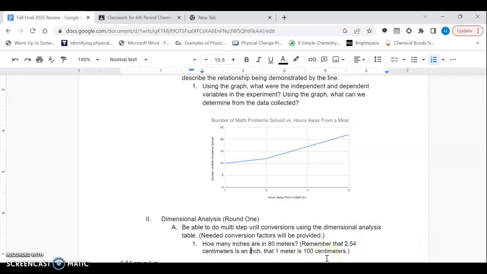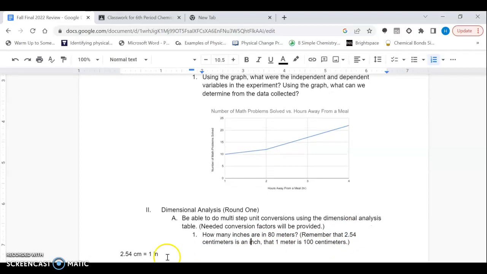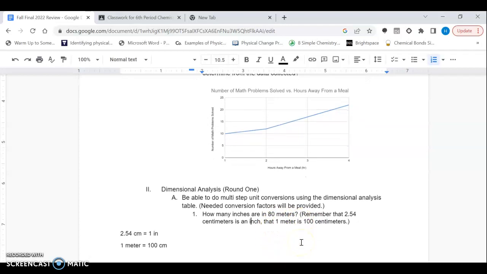So we're going to want to write that off to the side. And that 1 meter is 100 centimeters. So I'm going to write that to the side as well, because this is saying 1 meter is 100 centimeters. So the first step in these problems is always just to get those conversion factors written off to the side. It helps organize your brain, helps you get going.